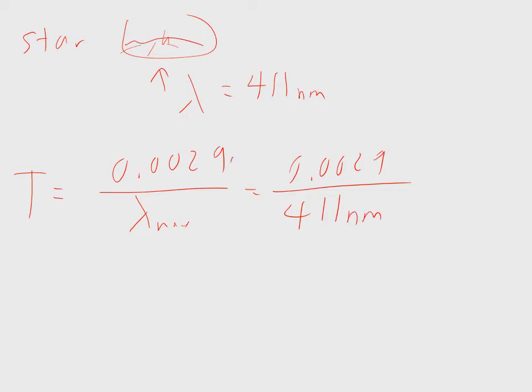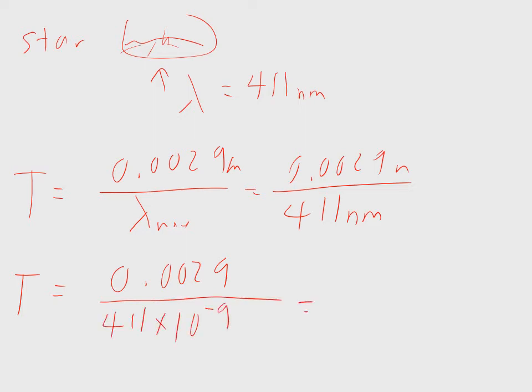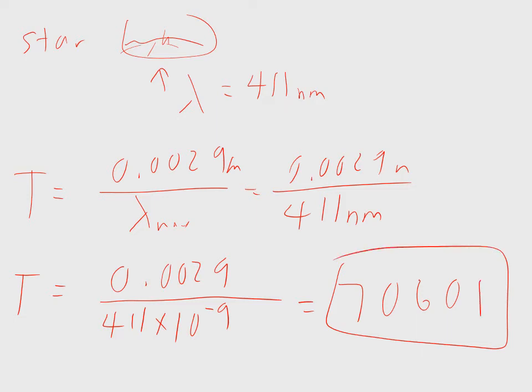This is actually meters, so we have to convert nanometers to meters. Nano means 10 to the minus 9, so it'd be 411 times 10 to the minus 9. If I divide this out, 0.0029 divided by 411 times 10 to the minus 9 comes out to be a temperature of 7,056, or we just write 7,060 Kelvin.